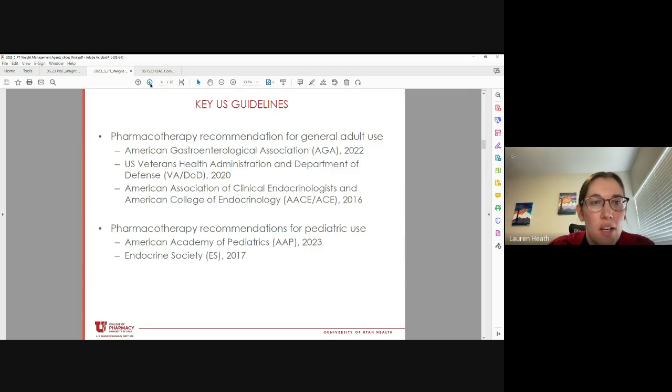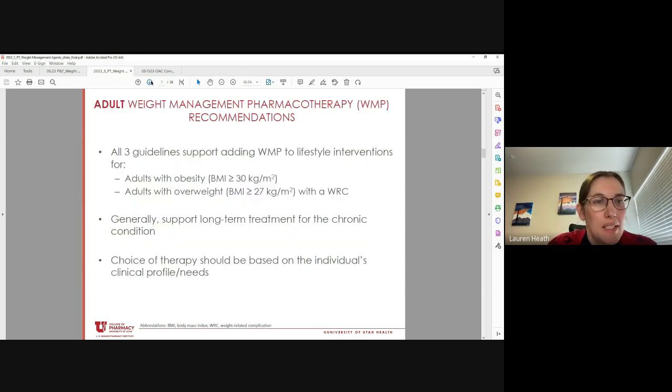This slide lists the organizations that published the most recent U.S. guidelines addressing weight management pharmacotherapy for adults with obesity or overweight and for children with obesity. And I'll summarize those guidelines. Next slide, please.